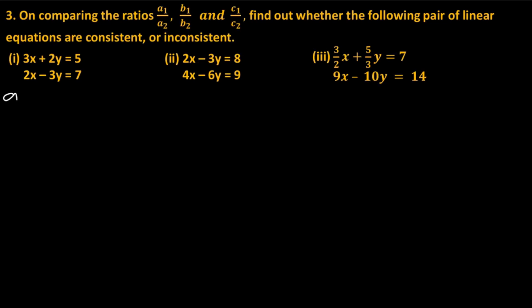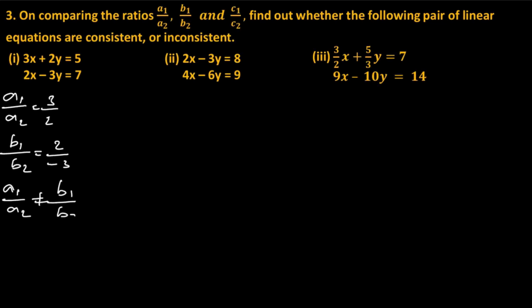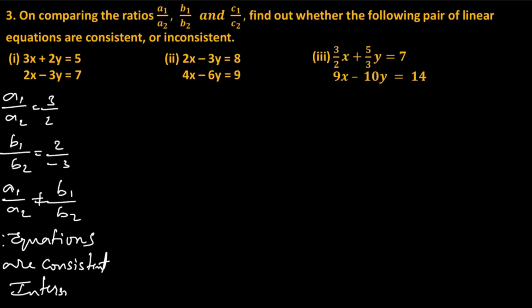So let us check. a1 by a2 is equal to 3 by 2. b1 by b2 is equal to 2 by minus 3. Here only you can say a1 by a2 is not equal to b1 by b2. So these lines are intersecting. So it has one solution. That's why these are consistent. Therefore, equations are consistent. Here you can also write intersecting.